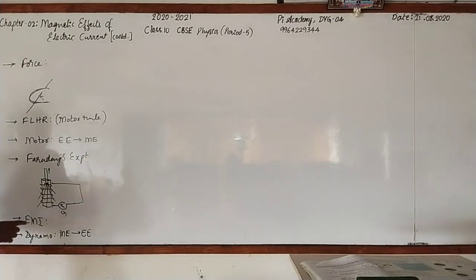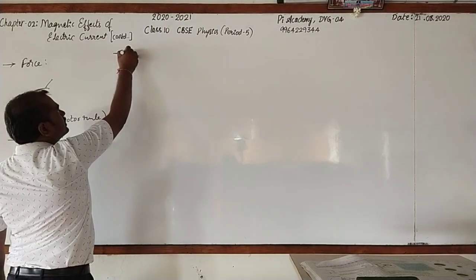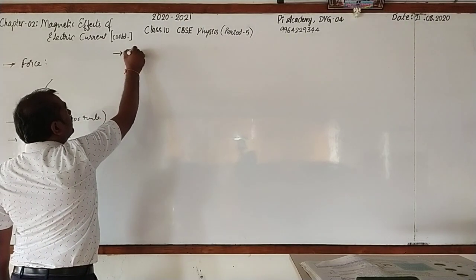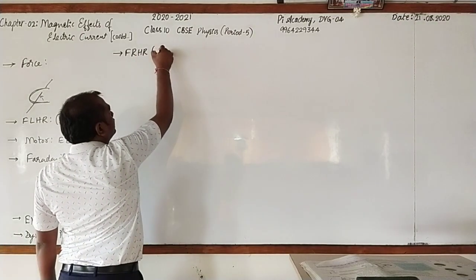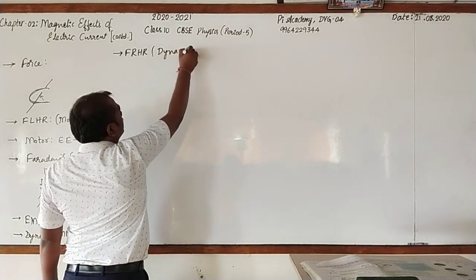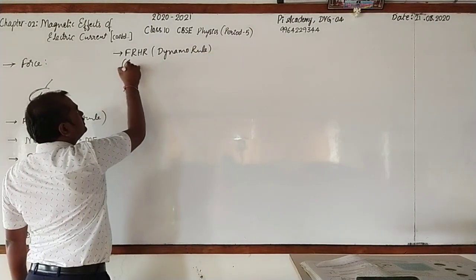Okay, the direction of the induced current was explained again by the great scientist Fleming through his rule called Fleming's right-hand rule, and this is also known as the dynamo rule. Dynamo rule, and it is also known as the generator rule.